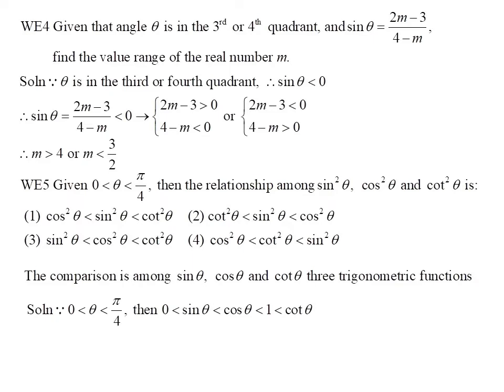Within the given domain, sine theta is less than cosine theta, which is less than 1, which is less than cotangent theta. Hence, sine squared theta is less than cosine squared theta, which is less than cotangent squared theta. So the correct statement is number 3.